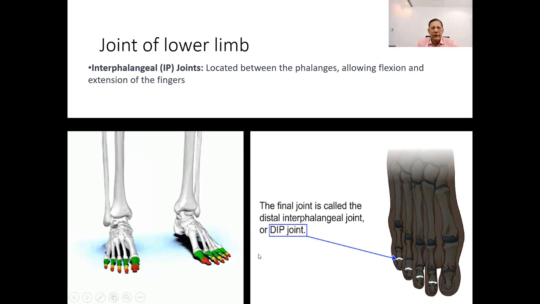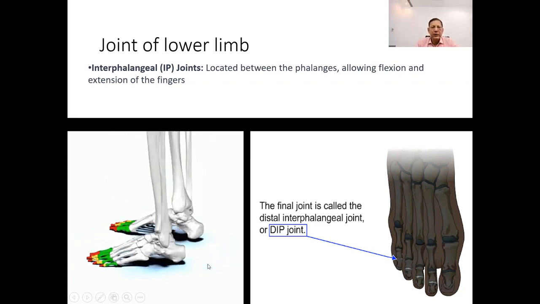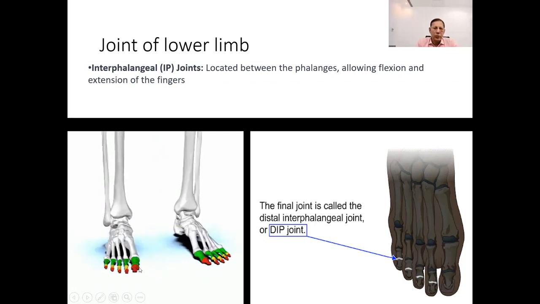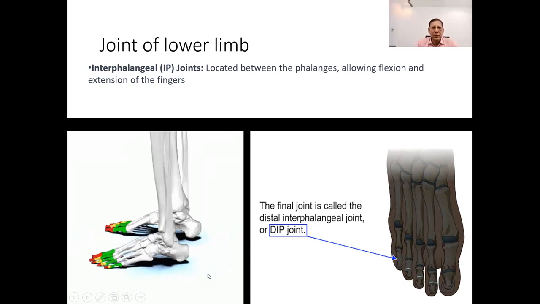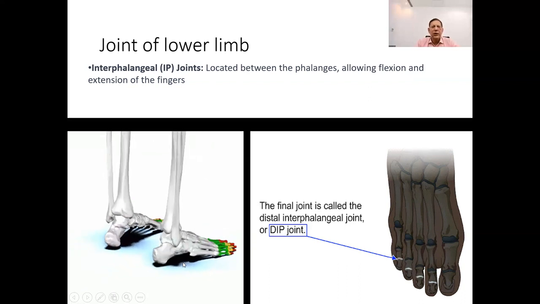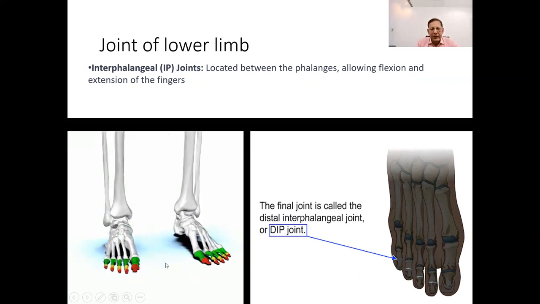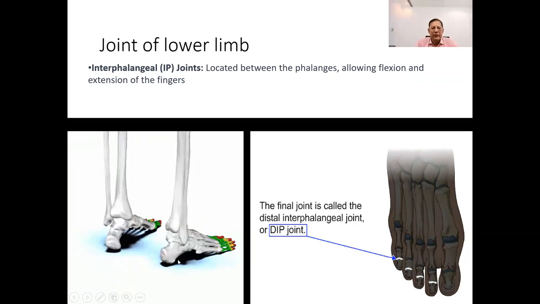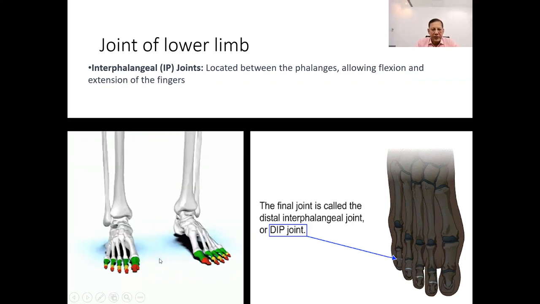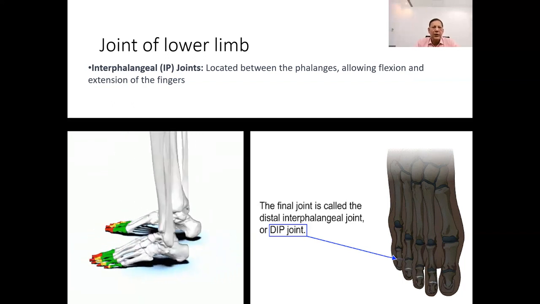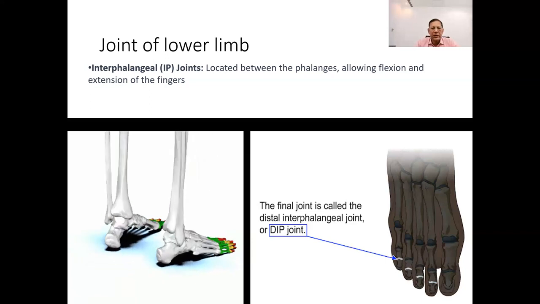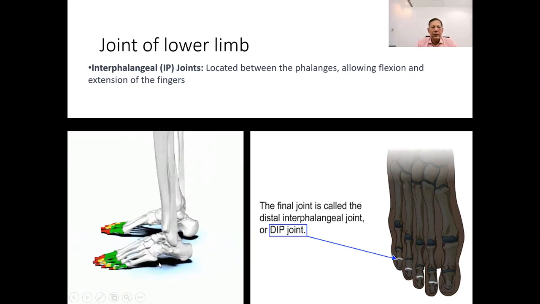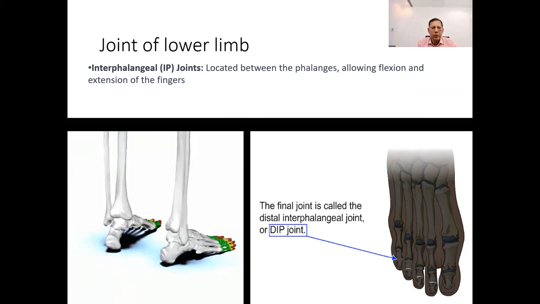The proximal interphalangeal joint is between the proximal and the middle phalanx, that is the first and second phalanges of the toe, and the distal interphalangeal joint, also called DIP, is located between the middle and the distal phalanges, that is between the second and third phalanges of the toe. In each toe, except for the big toe, there is a DIP joint.